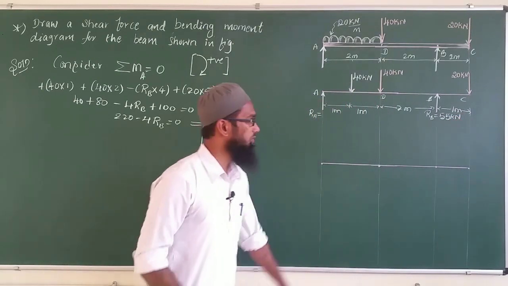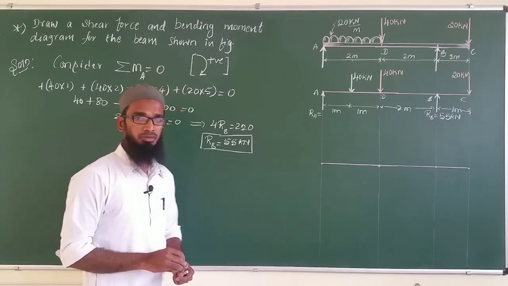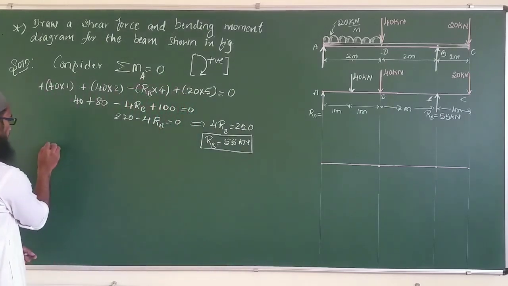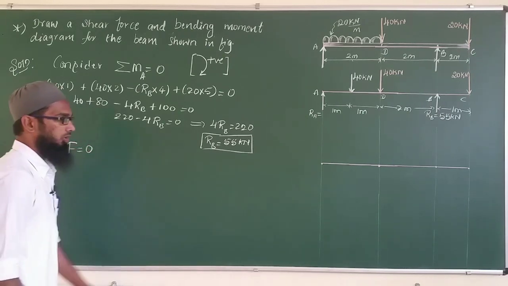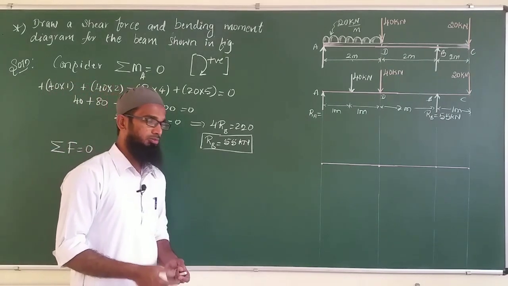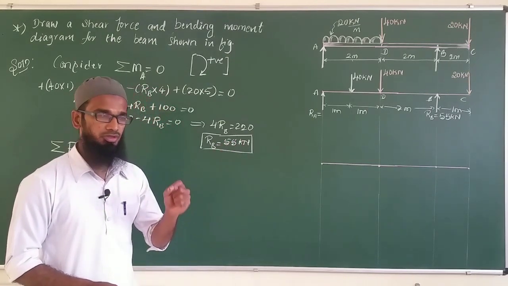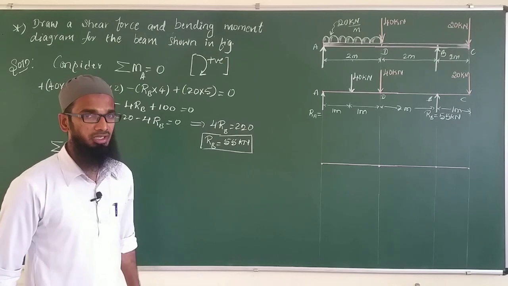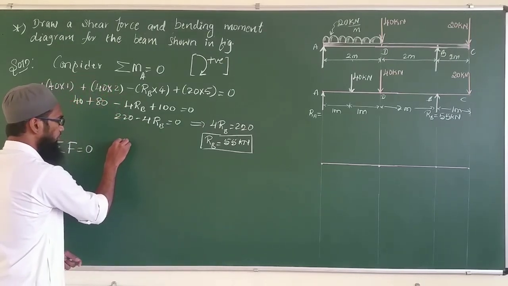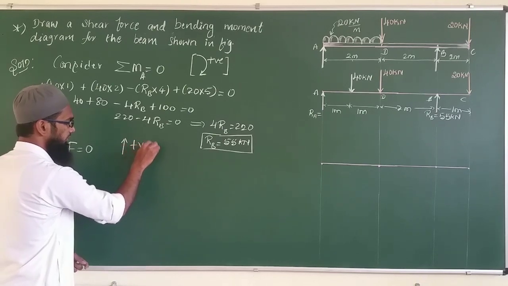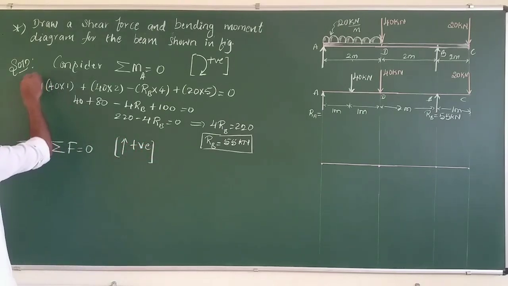Now one more reaction is there, at A. I need to find this out, so I will use one more equilibrium equation, that is sigma F is equal to 0. I can use the x axis and the y axis, both directions, but it depends on the problem here. For this problem I will use sigma F is equal to 0 only in the vertical direction. If the load is acting upward, I will take it as positive, because this is the sign convention I have to consider.